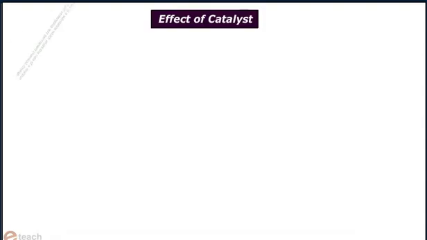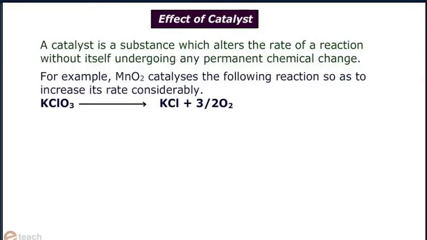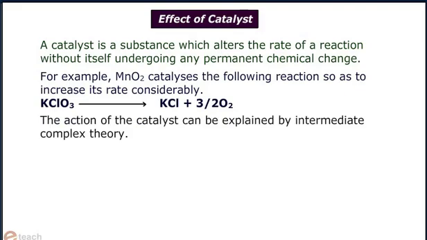Effect of catalyst. A catalyst is a substance which alters the rate of a reaction without itself undergoing any permanent chemical change. For example, MnO2 catalyzes the following reaction so as to increase its rate considerably. That is, for the reaction, KClO3 on decomposition gives KCl plus 3/2 O2. The action of the catalyst can be explained by intermediate complex theory.